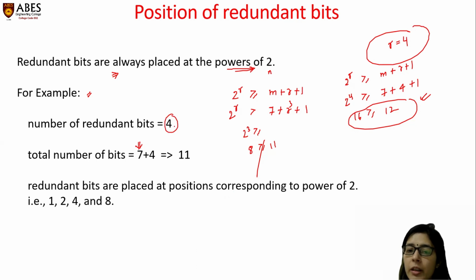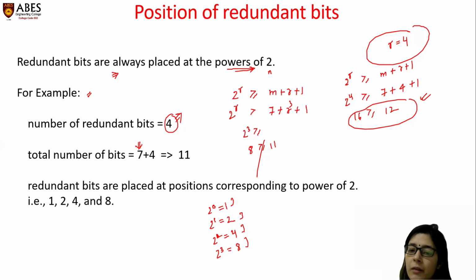But now the point is where we will need to place these redundant bits. Redundant bits are always placed at the powers of 2. The first redundant bit will be placed at 2 to the power 0, which is equal to 1. The second redundant bit will be placed at 2 to the power 1, which is equal to 2. The third redundant bit will be placed at 2 to the power 2, which is equal to 4. And the fourth redundant bit will be placed at 2 to the power 3, which is equal to 8. So these are the positions where we will place the redundant bits.